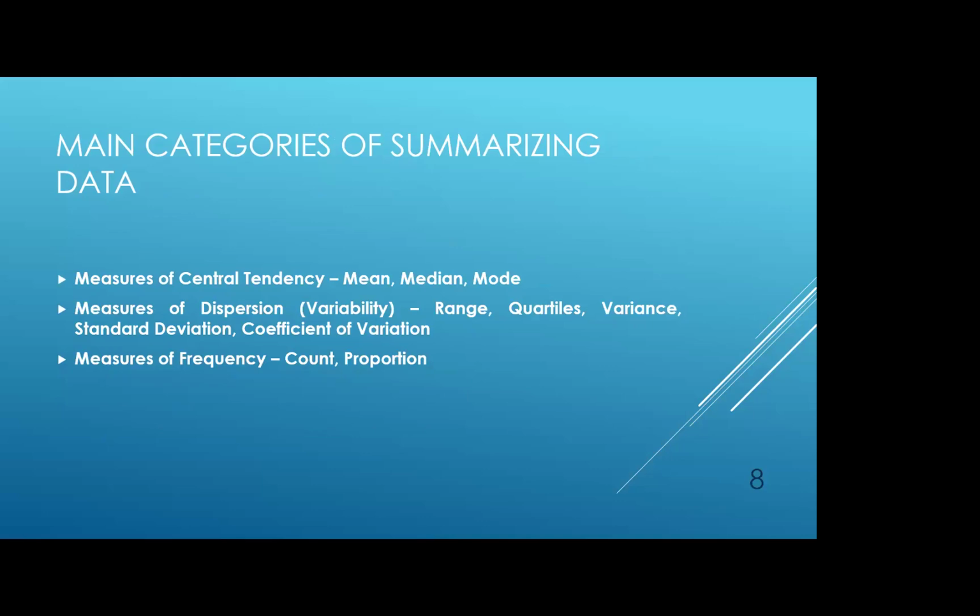Now, coming to the main categories of summarizing data. These are very common terms; you keep hearing them all the time. These are measures of central tendency: the mean, the median, the mode. Then you have the measures of dispersion, which we also call variability, like range and quartiles. You can find the variance, standard deviation, and coefficient of variation. You see that variance and standard deviation are interrelated, because standard deviation is the square root of the variance, but anyway these two are considered separate measures. And then you also have measures of frequency, like count and proportion.